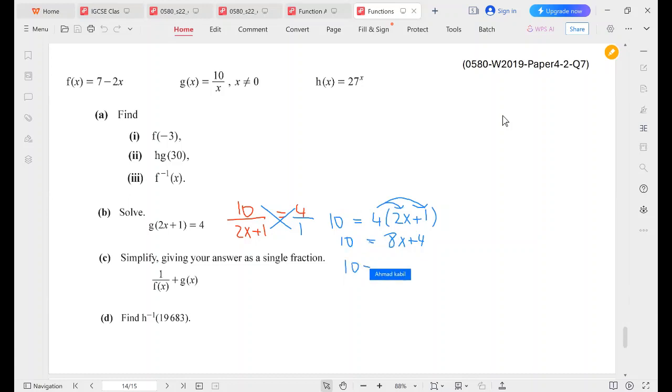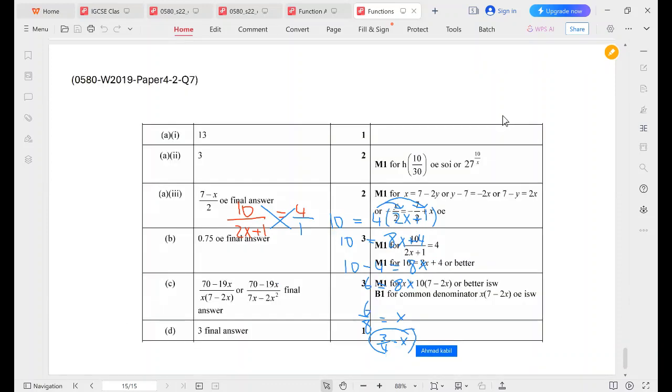We can subtract the 4. So 10 minus 4 equals 8x. So 6 equals 8x. And then we divide by 8. So 6 over 8 equals x. Of course, 6 over 8, if you divide by 2, you get 3 over 4. This is the correct final answer here. 3 over 4, which is 0.75. And this is correct for B.